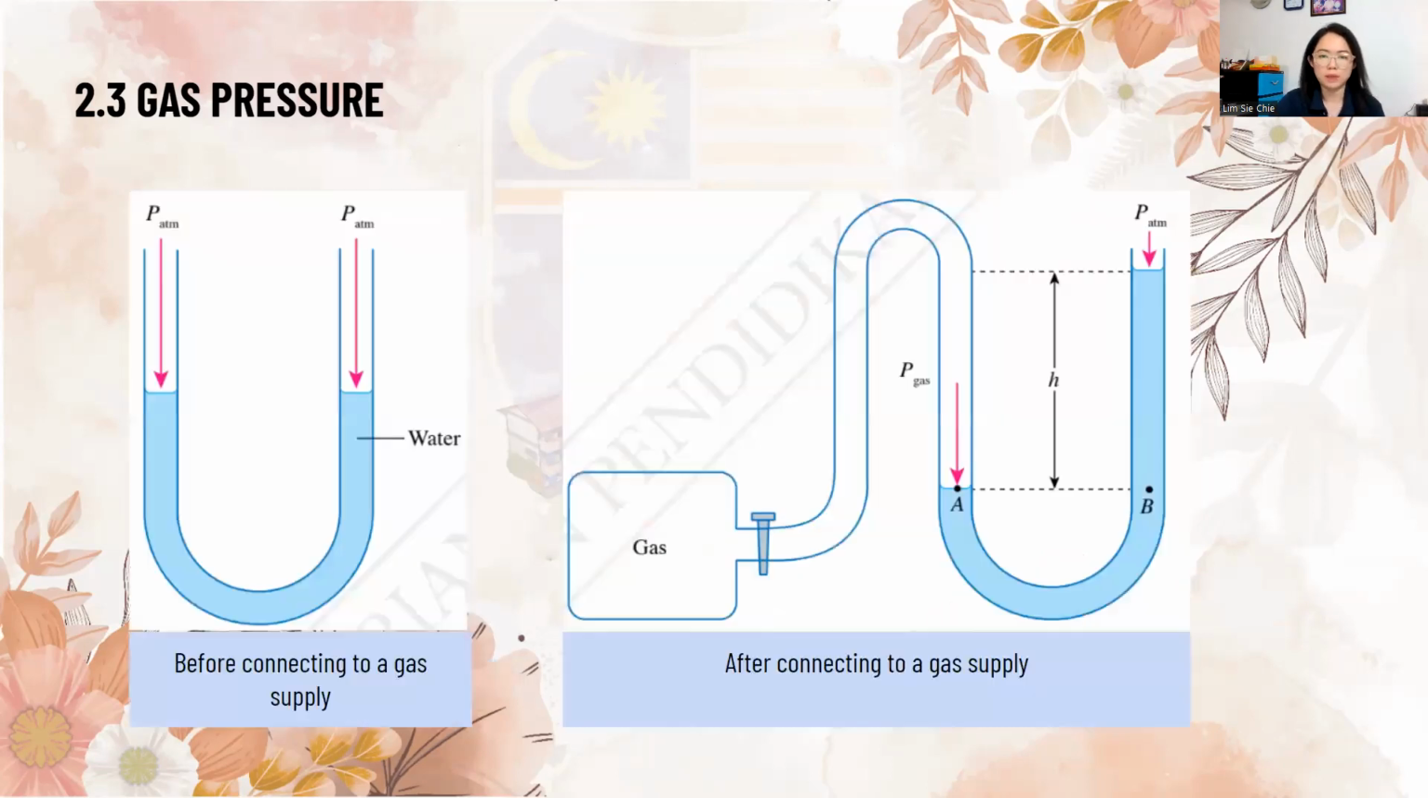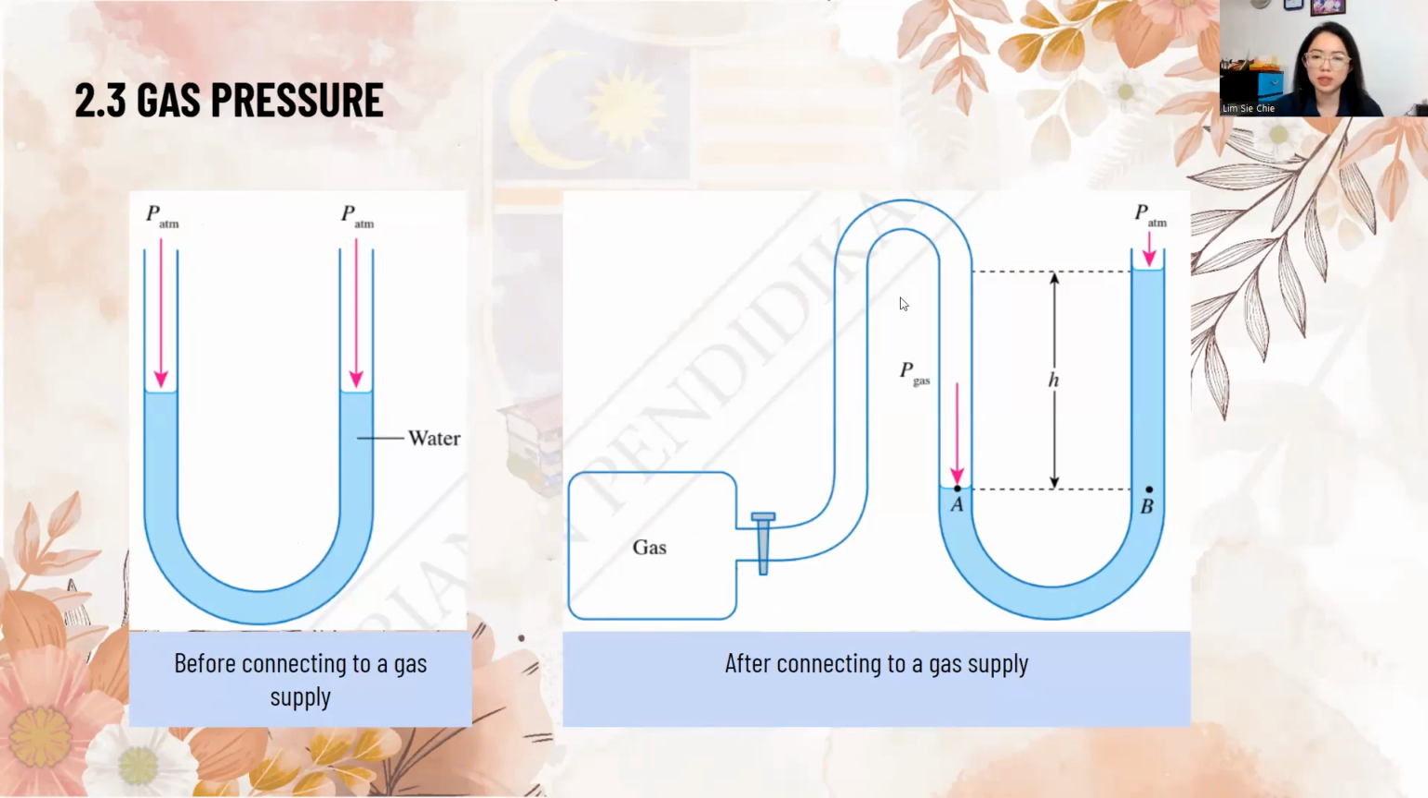Now, how are we going to use the manometer to measure the gas pressure? Basically, it's like this. Before we connect it to the gas, this is a U-tube, right? Before we connect this to the gas, we have atmospheric pressure acting on the water. This is what you know from learning about atmospheric pressure. Then after that, we're going to connect this to the gas. For example, I connect this one with a syringe. You know a syringe, right? If we pump it, the gas will go inside.